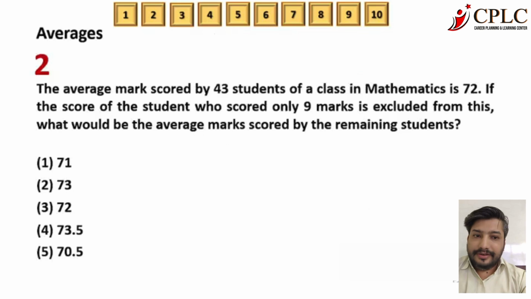Moving on to the second one. The average marks scored by 43 students in a class of mathematics is 72, and the score of the student who scored only 9 marks is excluded. What is the average marks scored by the remaining students? Again, same philosophy. You know the number of students, you know the average. If you multiply both of them, you will get the sum. So same philosophy. 43 is the number of students, 72 is the average.